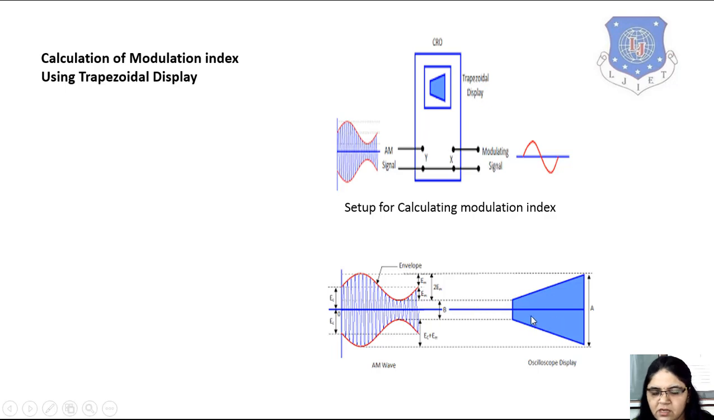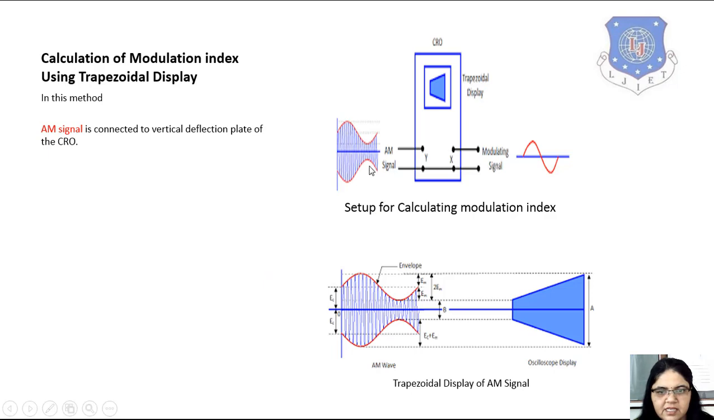I'm providing just the correlation with the previous view. This is the V maximum value above the ground line, and in between, this value is my V minimum value. This value is my A, and this value is my B. So by finding the values of A and B, we can find the modulation index.